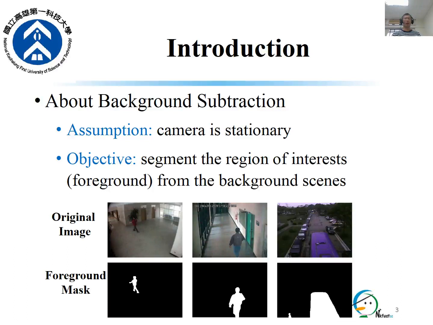Based on the assumption that the camera is stationary, the objective of the background subtraction is to segment the region of interest or foreground from the background scenes. The pictures in the first row are the original images. Those in the second row are foreground masks obtained by subtracting the background from the original images.